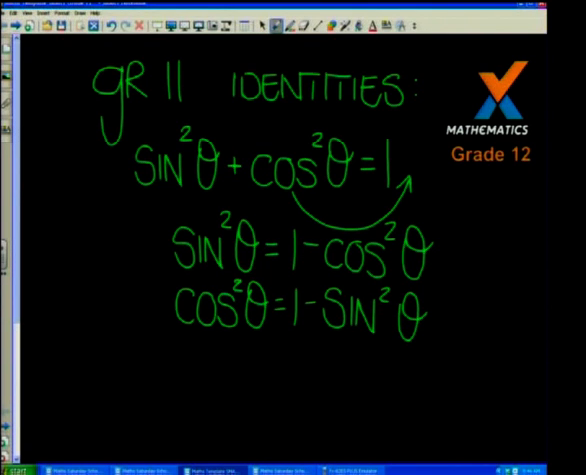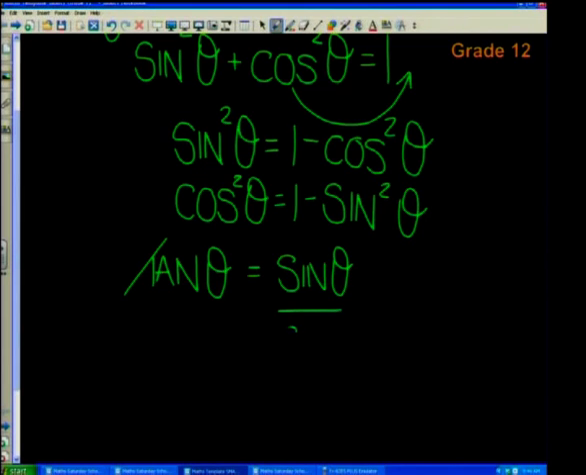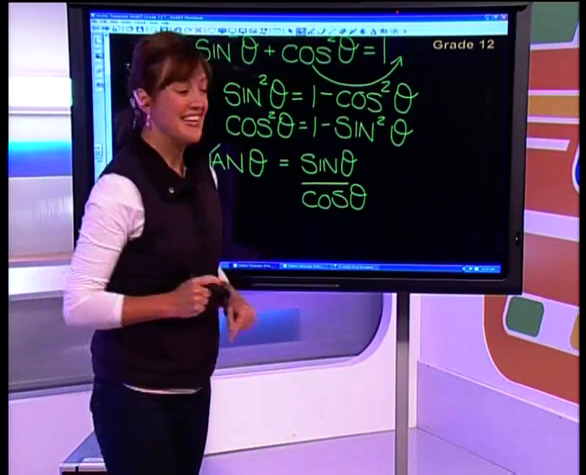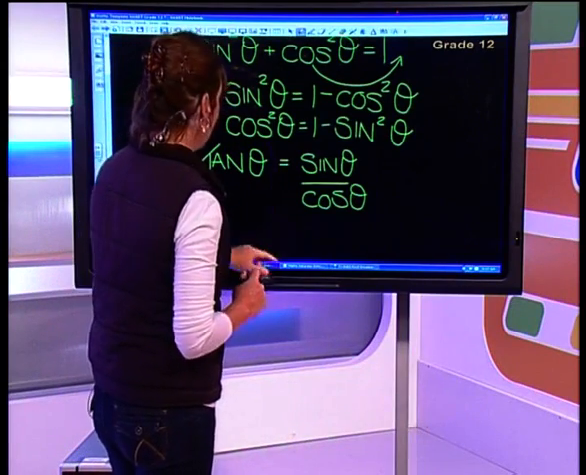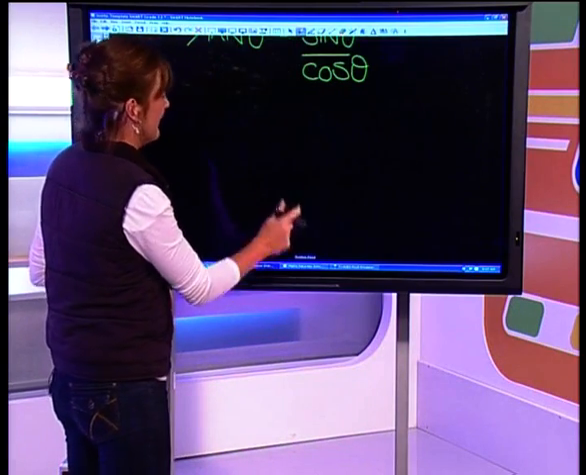Okay, and the other grade 11 identity, which we should all be well familiar with, is that tan theta is the value of sine theta over cos theta. Right, so now what we do is add our double and our compound angle identities into it. So let's have a look here.